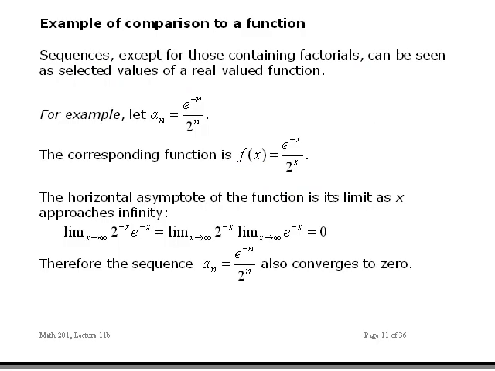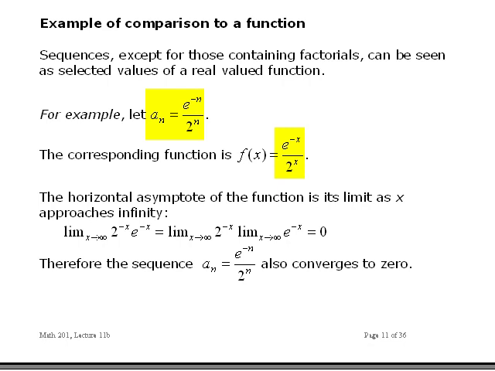Another useful way to determine convergence is to compare the sequence to a corresponding function. Many sequences can be compared to a real valued function, except those containing factorials. Let's look at an example. Here we have a_n equals e to the minus n over 2 to the n. That's the discrete domain; n is a natural number. The corresponding real valued function is e to the minus x over 2 to the x. Then you can look at the behavior of the function, and from that determine the convergence or divergence of the sequence.